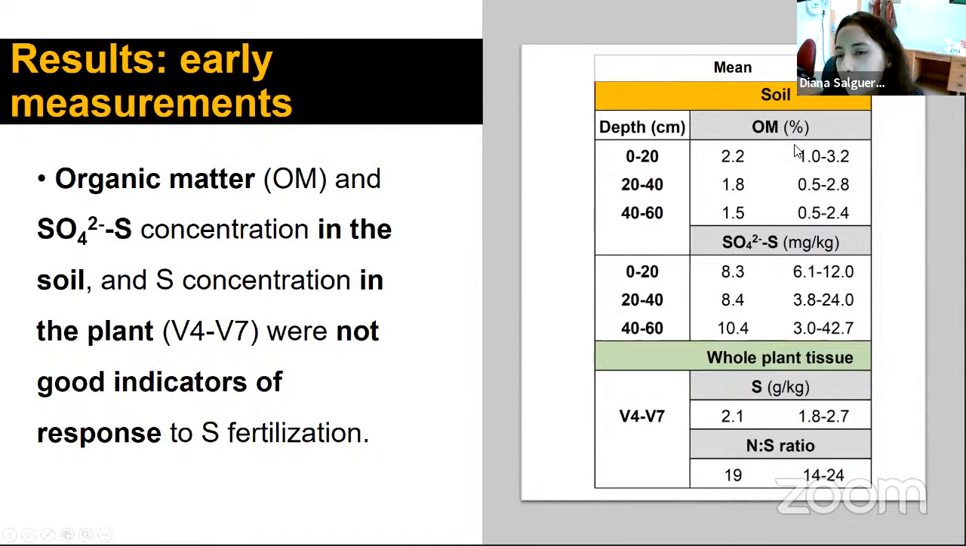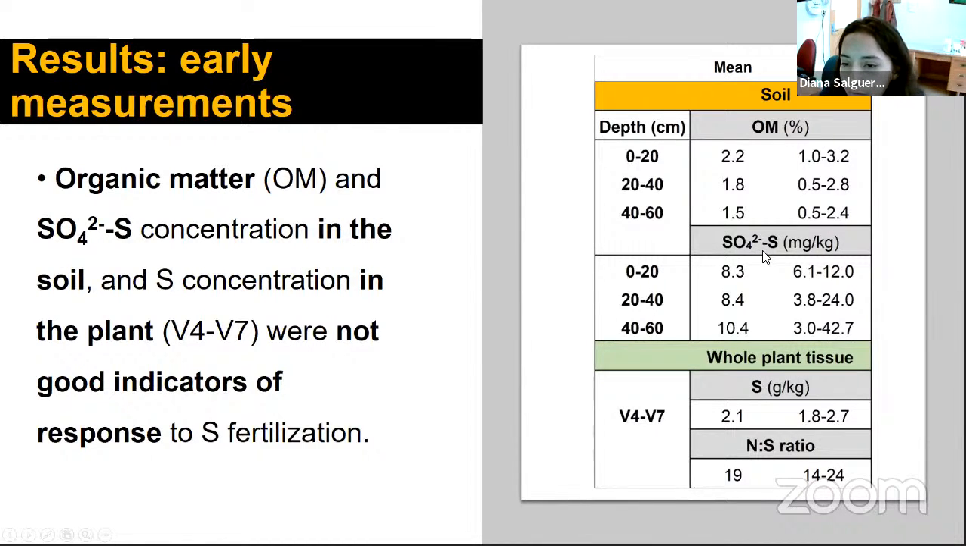2% or less of organic matter in the soil can be an indicator that we might experience sulfur deficiency, or the plants might experience sulfur deficiency. And as we see here in the range, we have locations with 1% of organic matter that is below that threshold, and other locations with organic matter above that threshold, as much as 3.2% of organic matter.